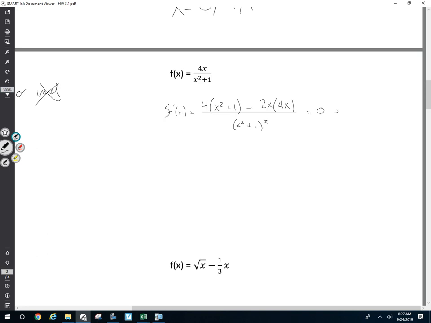We're going to see when that's 0 or undefined. Now, since I have a fraction, the undefined part does come into play, where the denominator could equal 0. Now, x squared plus 1 is never equal to 0. There are no values where this is equal to 0. And just like how there's no values where this is equal to 0, there's no vertical asymptote, so there's no undefined tangents. So we actually don't have to worry about that because it's never 0. So I just have to worry about the numerator.